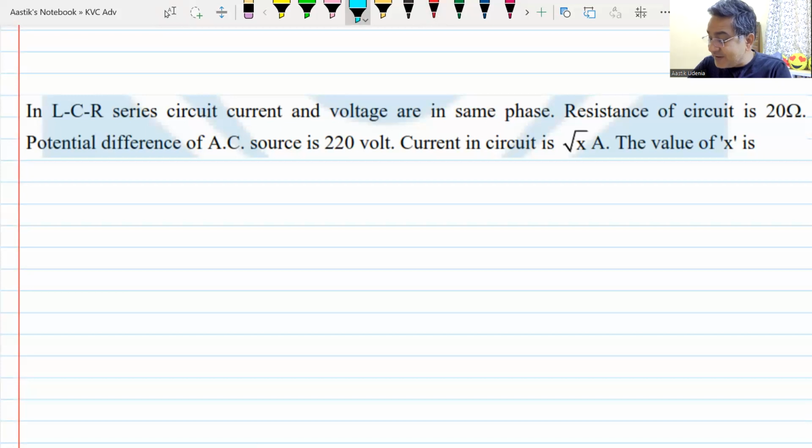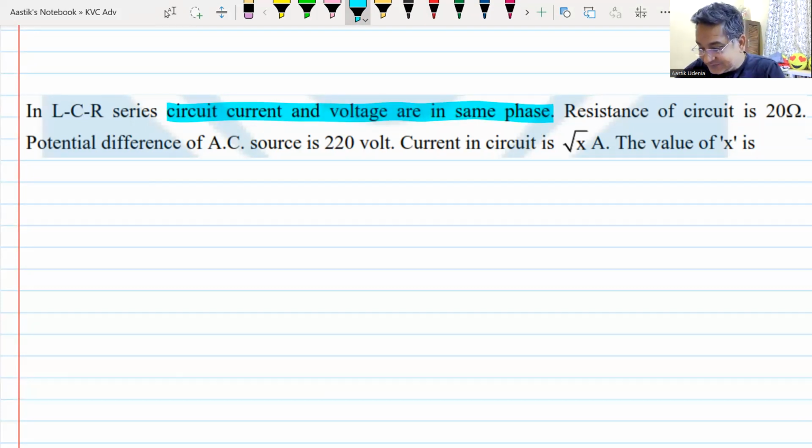Voltage and current are in the same phase. What does that mean? Power factor is 1. What will be the current? That means Z is equal to the resistance. What is the current? 220 divided by 20, 11 amperes. And 11 is the square root of 121.